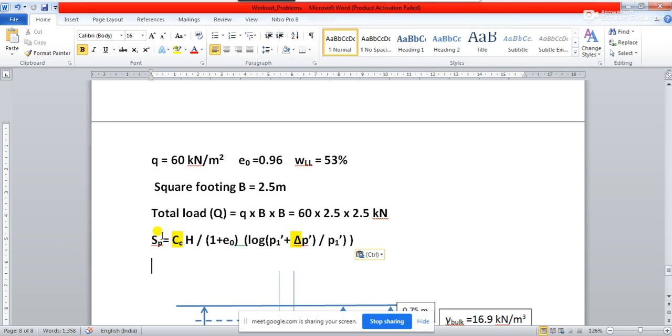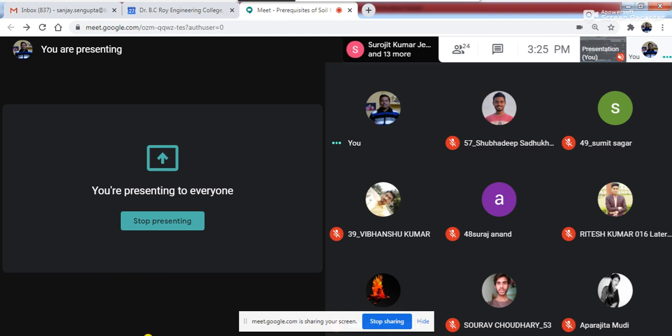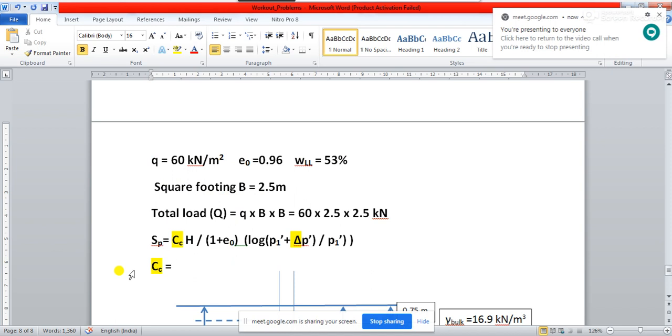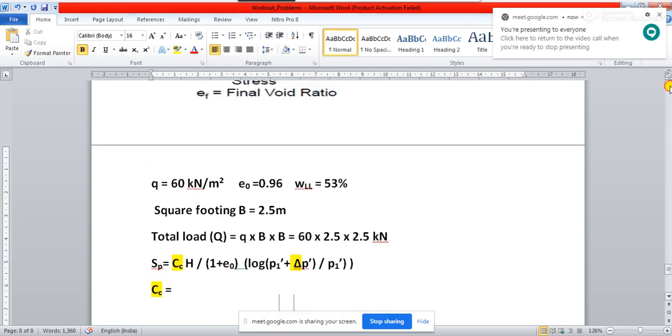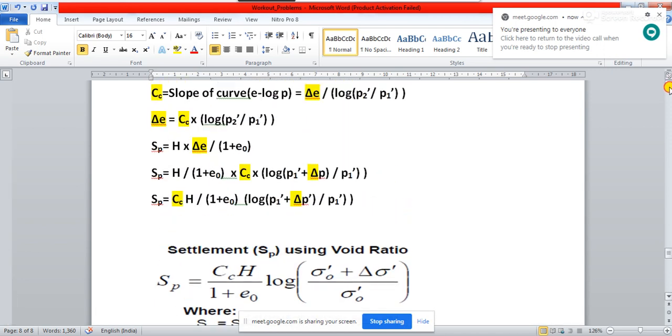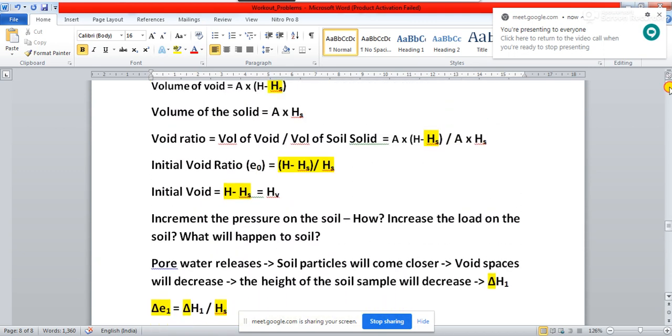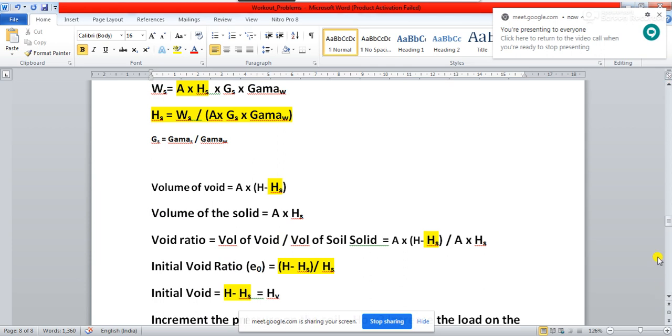Okay. So let me first ask Vivek. Tell me, Vivek, what will be the value of this CC? Is Vivek there? Yes, sir. Vivek, tell what will be the value of CC? Forgot? See, in the previous class we were discussing finding out the value of CC. Is it over here or not? No, it is not there.